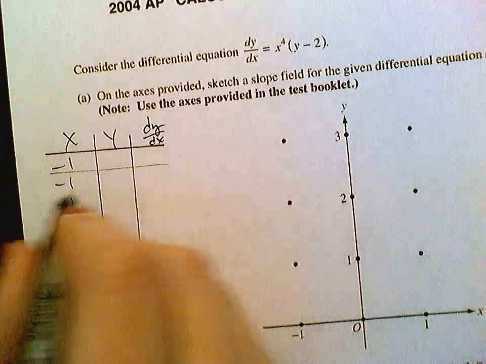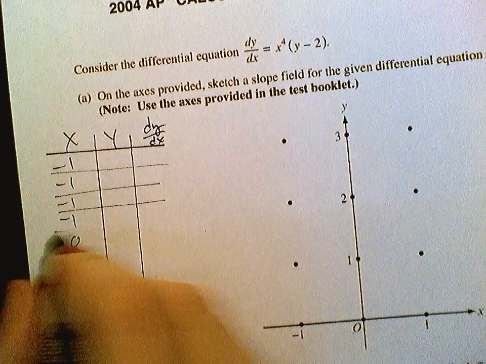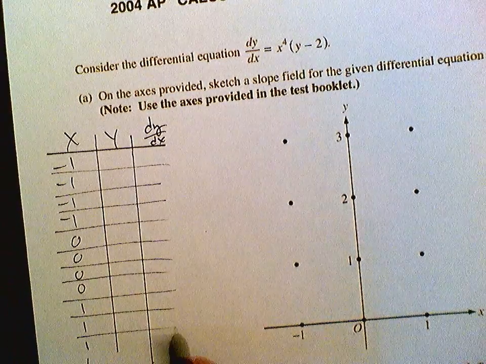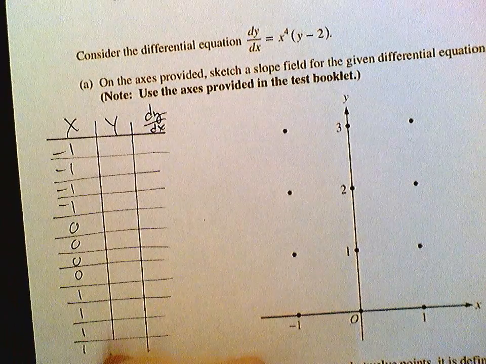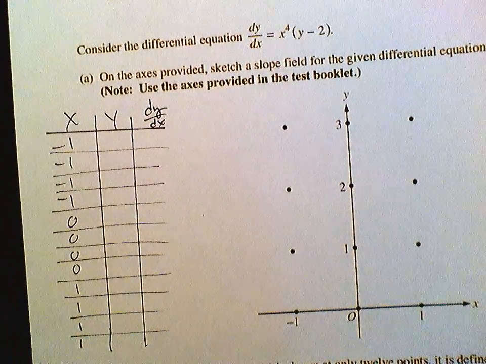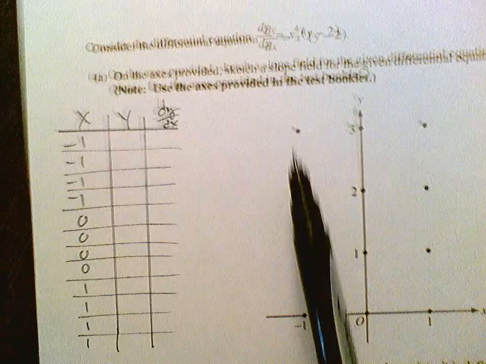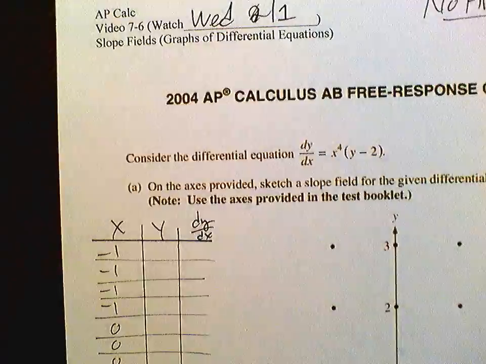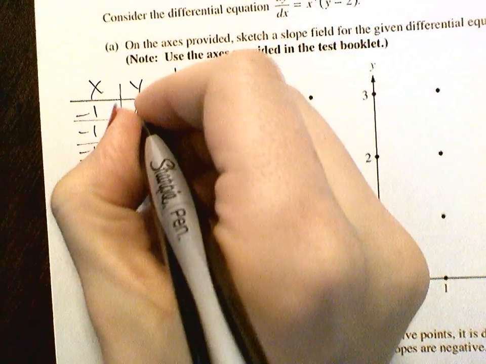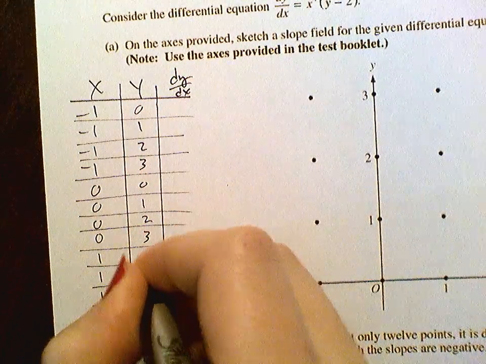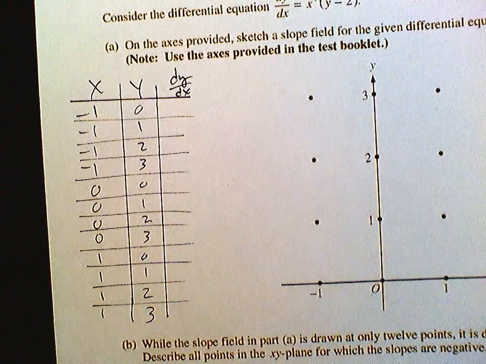Okay, now I'm going to go like this. So the corresponding y coordinates are all going 0, 1, 2, 3. Okay, so 0, 1, 2, 3, and then again 0, 1, 2, 3, 0, 1, 2, 3.